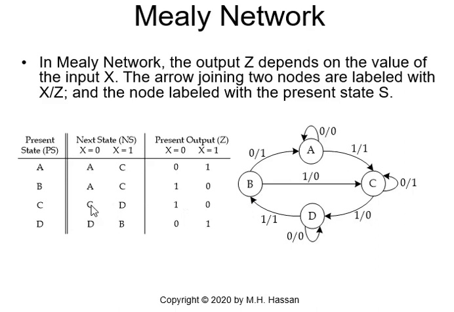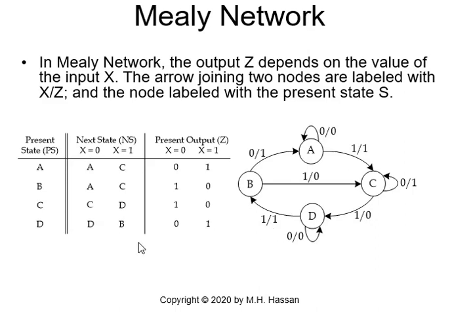If I am in state C and x is 0, I will remain in C and the output is 1. So 0 slash 1, I will remain in C. If I am in C and x is 1, I will go to D and the output is 0. So I will go to D, 1 slash 0. If I am in state D, I will remain in D if x is 0 and the output is 0. So 0 slash 0, I will remain in D. If I am in D and x is 1, I will go to B and the output is 1. So 1 slash 1.